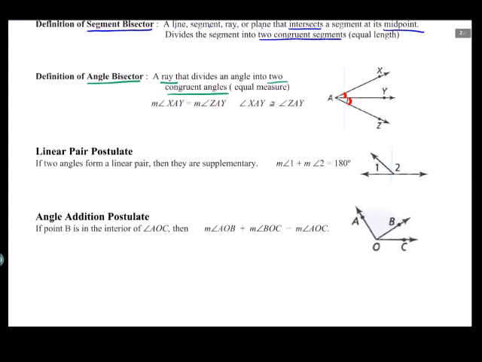The last two here we use a lot. The linear pair postulate, remember postulates are accepted as fact, says if two angles form a linear pair. So if we have a linear pair, what does that mean? If they are adjacent and make a line. Then those angles are supplementary. And what does that mean? It means they add to equal 180 degrees. So if we look here, we have a linear pair. They are adjacent. They form a line. We can mark that and say 180 degrees. The measure of angle 1 plus the measure of angle 2 equals 180 degrees.